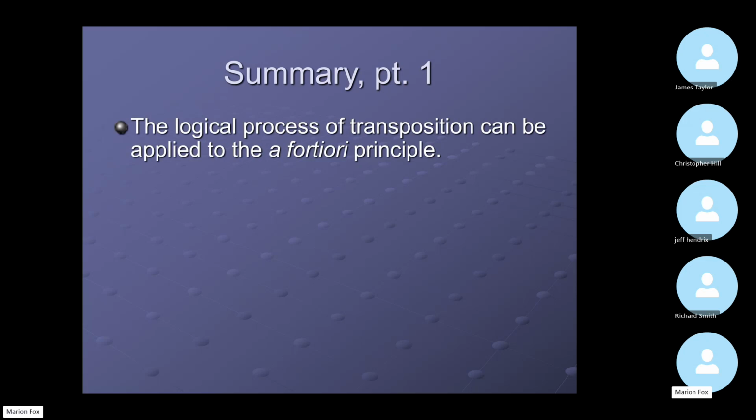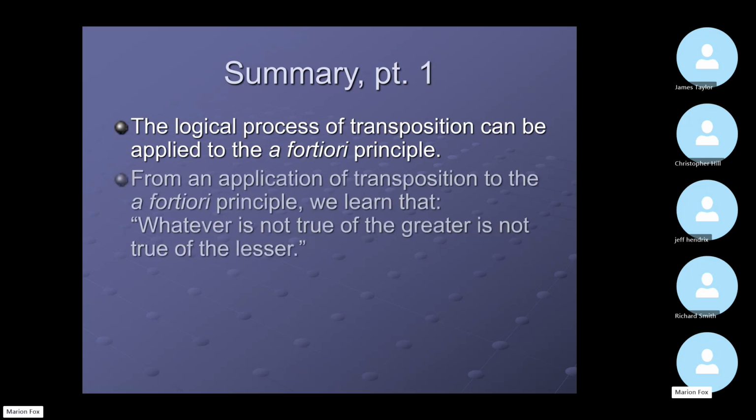And lay this out. We've got one more week. We're going to look at all four a fortiori arguments. The logical process of transposition can be applied to the a fortiori principle. From an application of transposition, the a fortiori principle, we learned that whatsoever is not true of the greater is not true of the lesser.